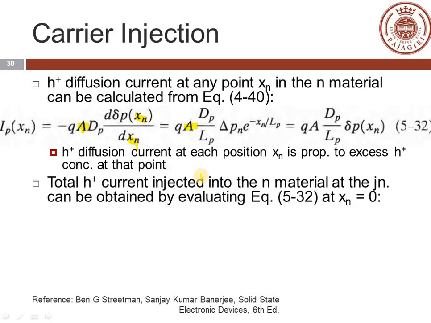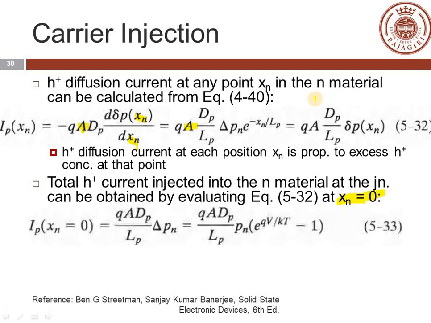Now the total hole current injected into the n material at the junction can be obtained by evaluating this particular equation at xn equal to 0, that is, the origin of xn. So we substitute xn equal to 0. Ip at xn equal to 0, you will get it as q A Dp by Lp times capital delta Pn, which equals q A Dp by Lp times pn into e to the power qV by kT minus 1.